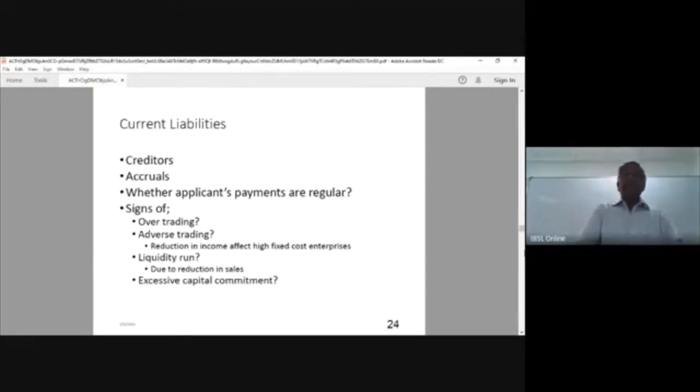In the current liabilities, as with current assets you have seen, in current liabilities also you have to go through the books. So you are going on the inspection.